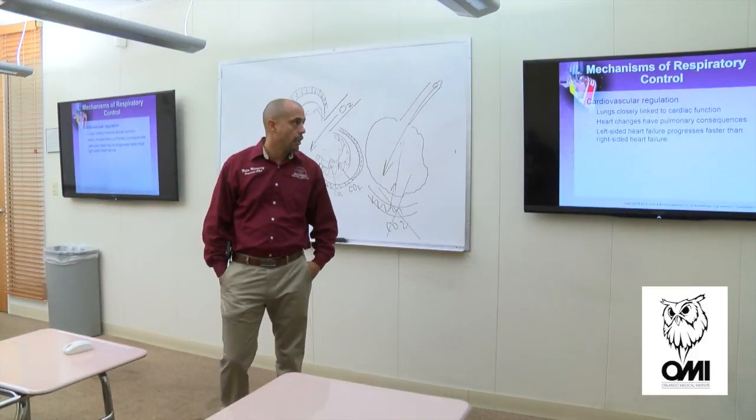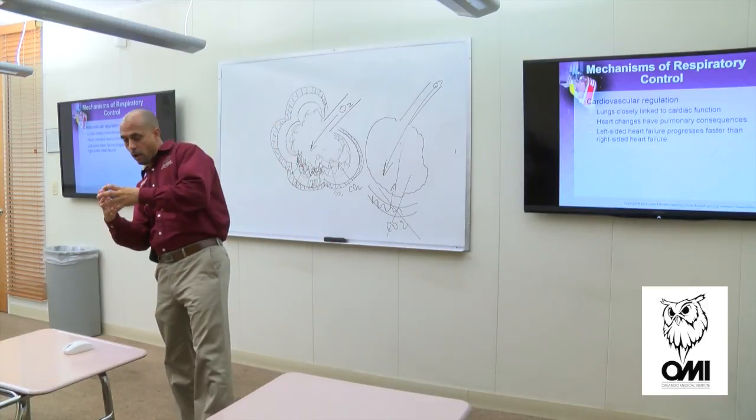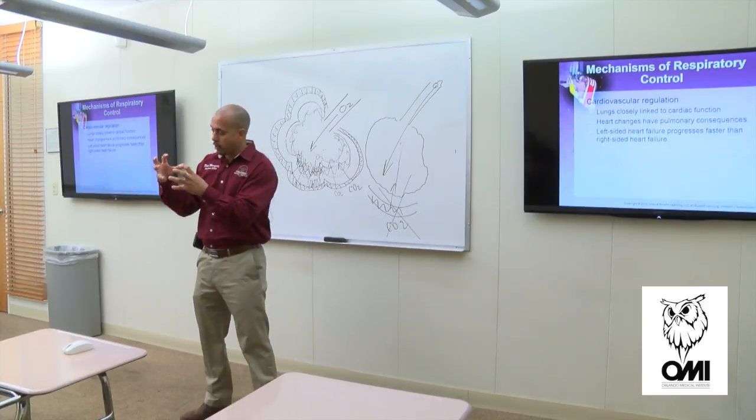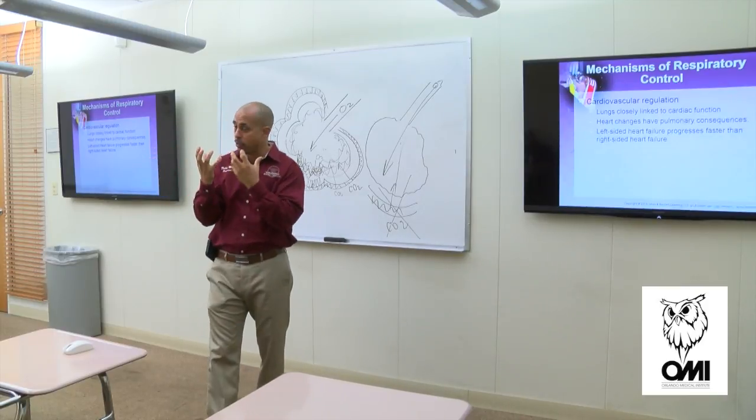Cardiovascular regulation: the lungs are closely linked to cardiac function. We said that earlier. They are married, they're partners. The circulatory and the respiratory systems are intertwined. And because they're together, they're roommates, they're married, whatever you want to call them. If I have respiratory problems, eventually I end up cardiac. If I have cardiac problems, I end up respiratory.